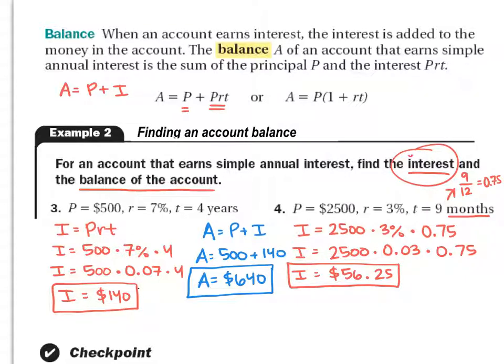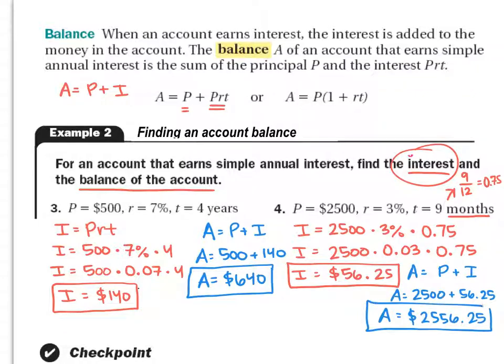And remember, our second part is we need to figure out our account balance. So we're going to add what we started with plus the interest that we made. In this problem, that would be $2,500 plus $56.25. And so the account balance would be $2,556.25. Don't forget to do both parts when it asks you to find both answers.